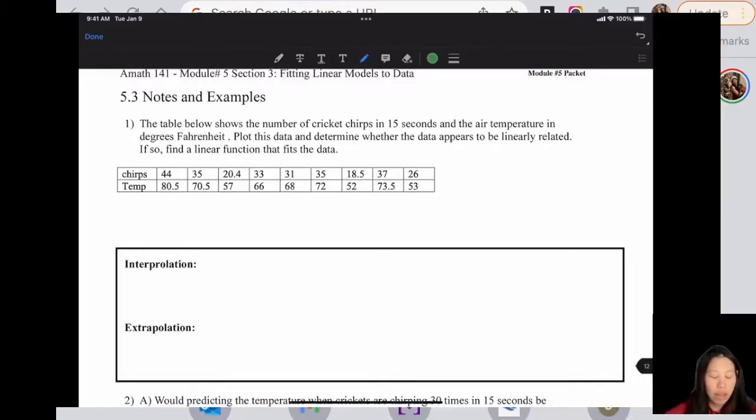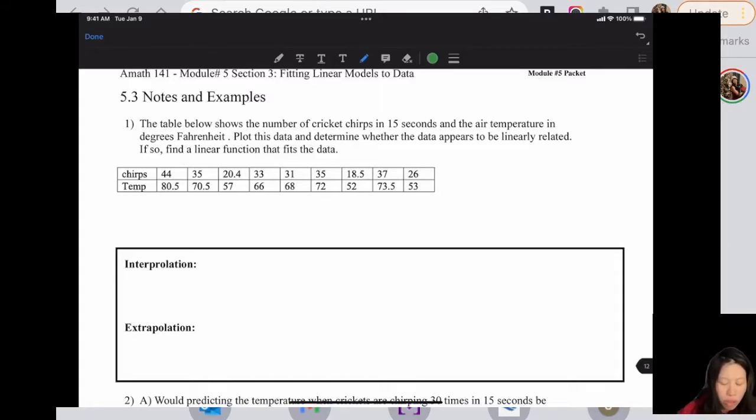Hello. Section 5.3 is about fitting a linear model to data. The table below shows the number of cricket chirps in 15 seconds and the temperatures in degrees Fahrenheit. Plot the data and determine whether the data appears to be linearly related. If so, find the linear function that fits the data.